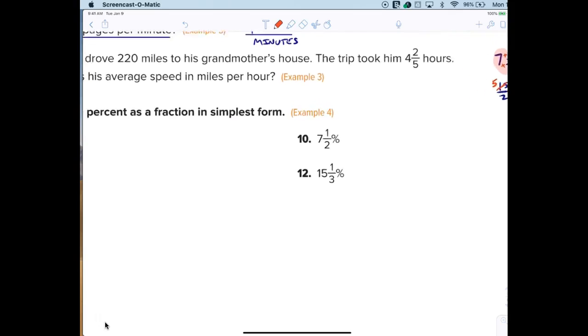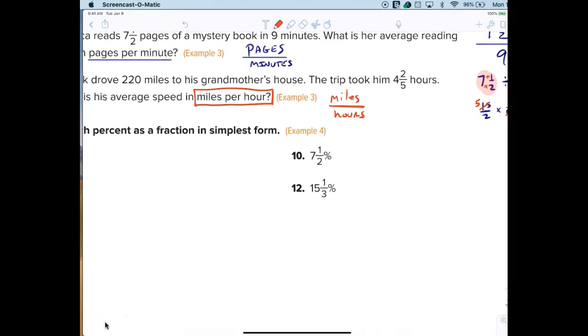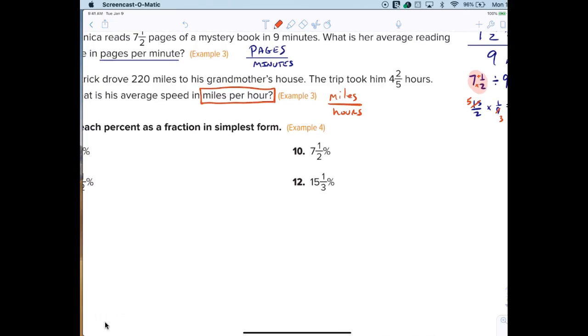So once again, this is the key. Miles divided by hours. That's what I want you to write down. It says miles per hour. That tells you what you're supposed to be dividing. In this case, I would be doing what? 220 divided by 4 2/5. Yes, 220 divided by 4 2/5.